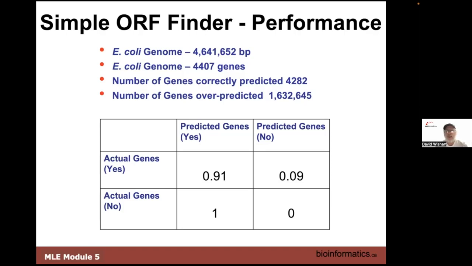So if you wanted to use an ORF finder, even one that's as sophisticated as this one, because it can account for alternate start and stop codons and a bunch of other things, it overpredicts by a huge margin. So this would be a total disaster if we were trying to do gene prediction. It's also a reason why people don't generally use ORF finding for prokaryotic gene finding anymore.